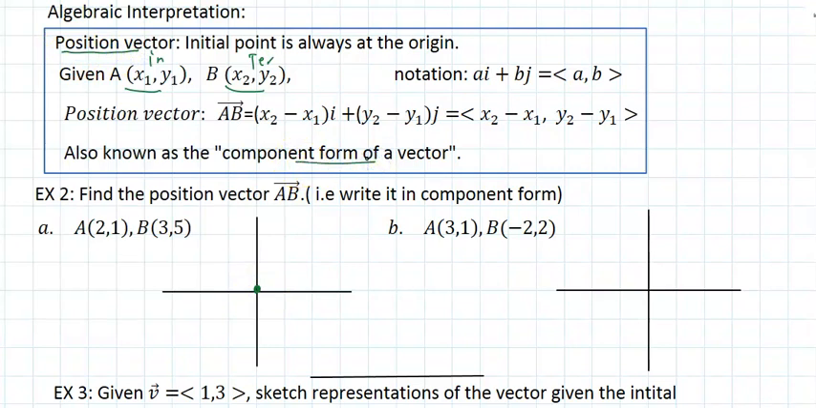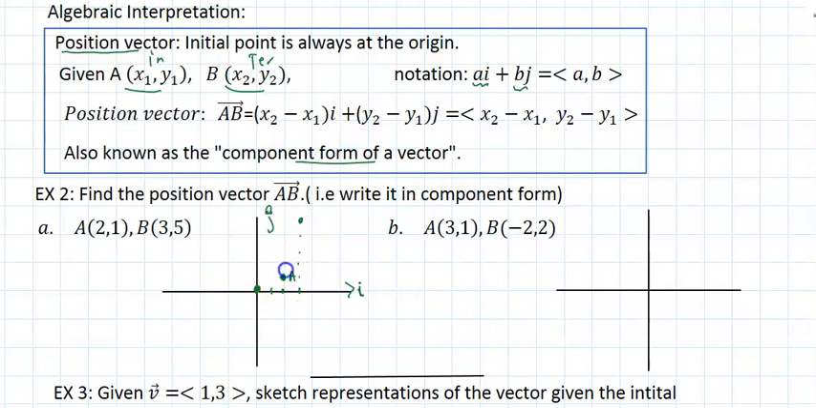The way it works, if I write a vector ai plus bj, this is the i and this is the j. Right? Don't mix the i with the complex numbers. The i only indicates the x direction and the b indicates the y direction. So, the point 2, 1 is right there. That's A. 3, 5.